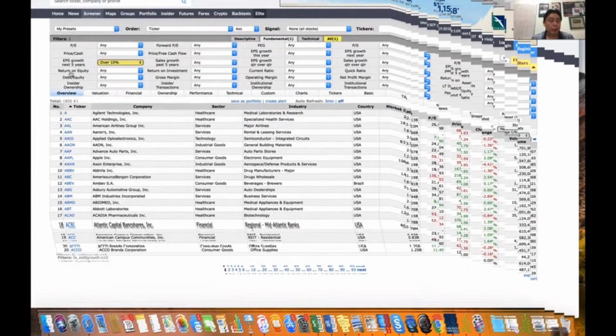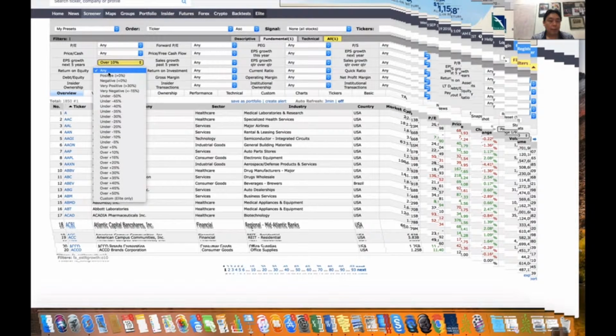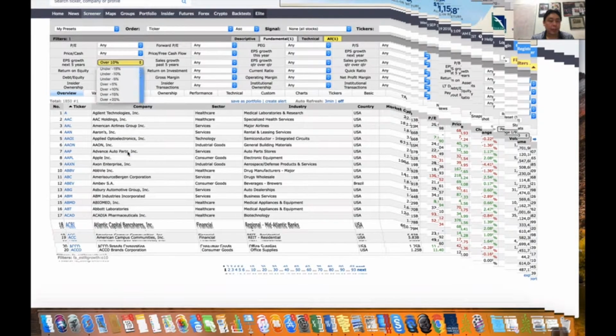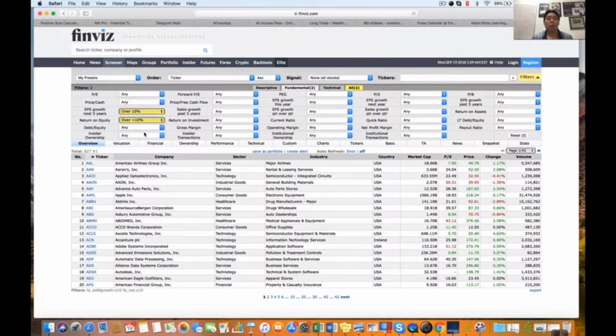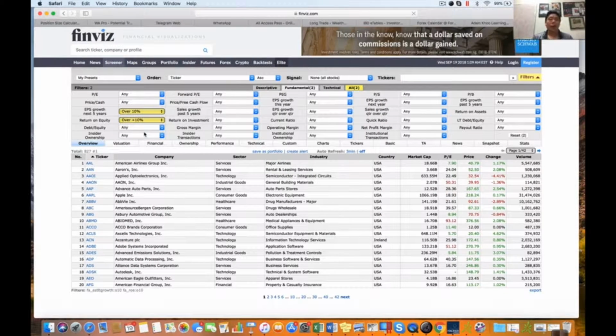Next, return on equity. We could set a criteria of over 10%, right? So remember that for return on equity, we want it to be above 12 to above 15%. So there's no 12%, so the closest will be 10%. And we can then manually filter out those below 12%, right?